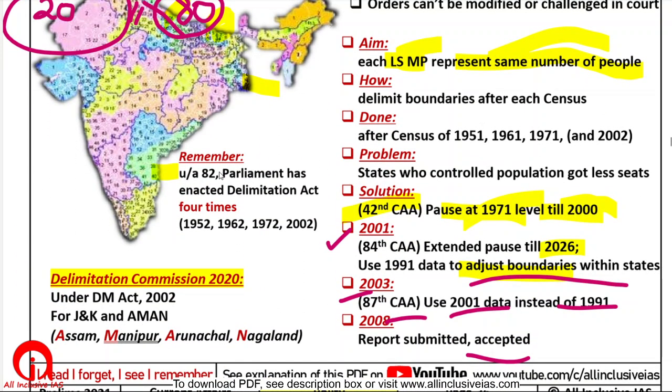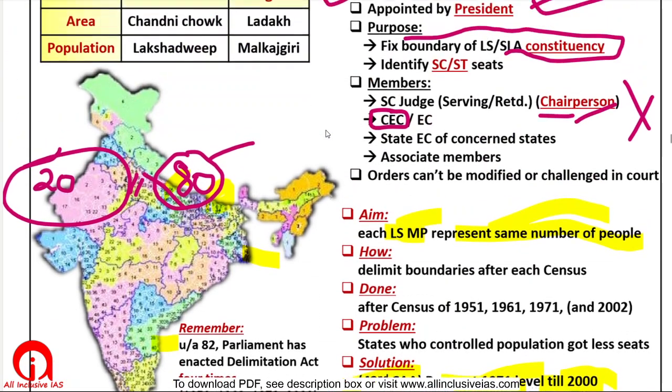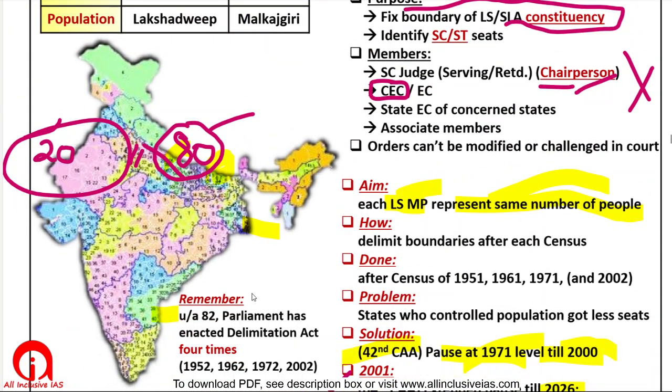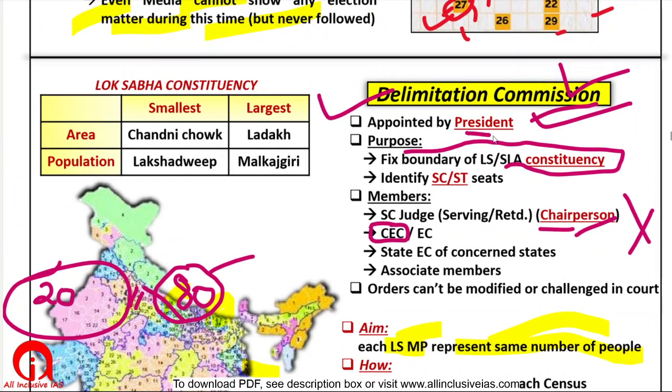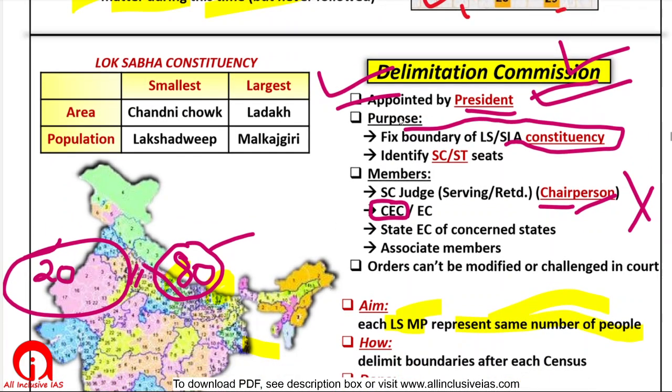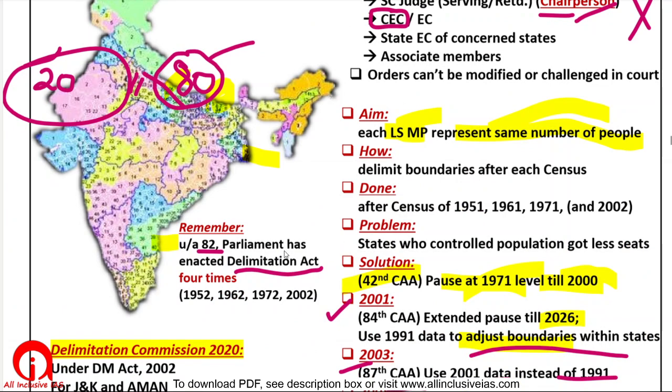So Parliament forms this Delimitation Commission under the Delimitation Act. Parliament passes the Delimitation Act under Article 82 of the Constitution, and on that basis, the President of India appoints this commission. Right? So till now, Parliament has enacted this law, the Delimitation Act, 4 times: 1952, 62, 72, that is after the census, and in the year 2002.